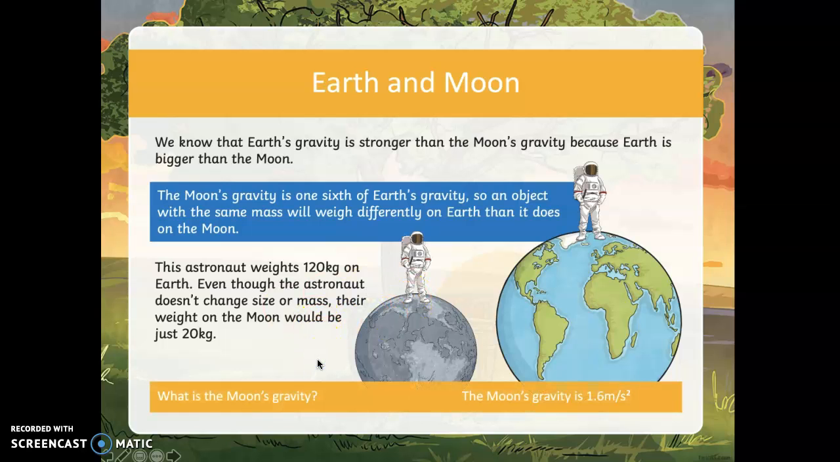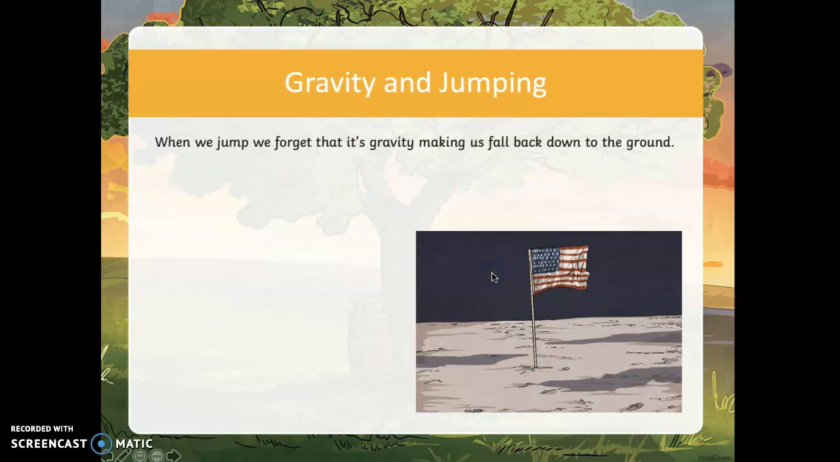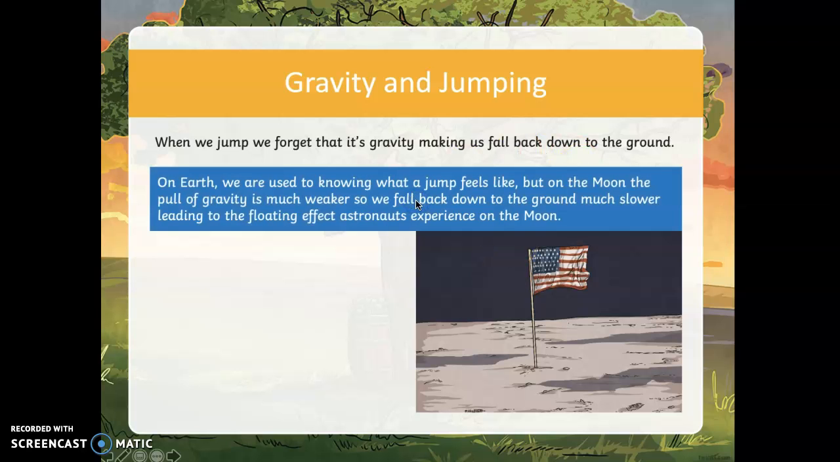So what is the Moon's gravity? Well, the Moon's gravity is 1.6 meters per second squared. So if we take that knowledge and move forward, when we jump, we forget that it's gravity that makes us fall back down to the ground. On Earth, we are used to knowing what a jump feels like. But on the Moon, the pull of gravity is much weaker, so we fall back down to the ground much slower, leading to the floating effect that you may have seen astronauts experiencing on the Moon.